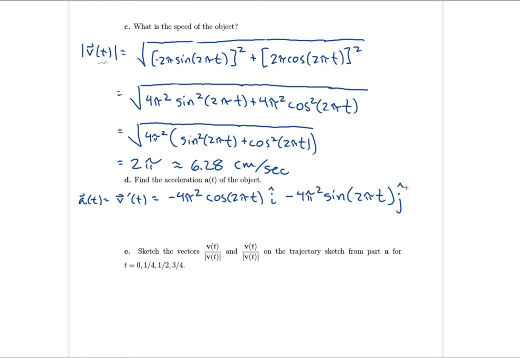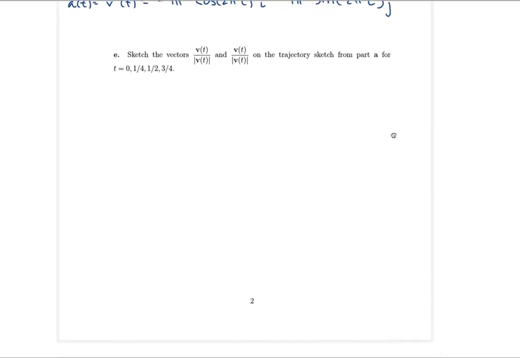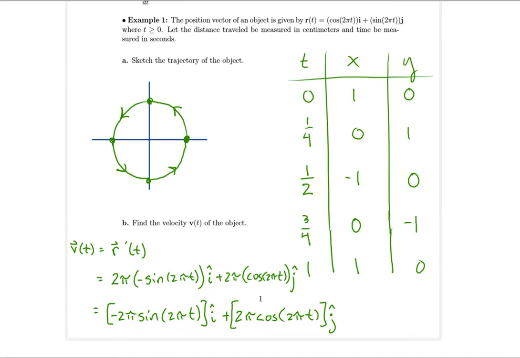Now in part E, it wants us to do something interesting here, and I do have a typo that we need to fix. It says sketch the vectors v over the magnitude of v, and what I meant to say was a, the acceleration over the magnitude of the acceleration. It wouldn't make sense to do the same thing twice. Okay, so those are the two things that we want. And we want to do that on the trajectory sketch for part A. So we want to do that for this trajectory right here.